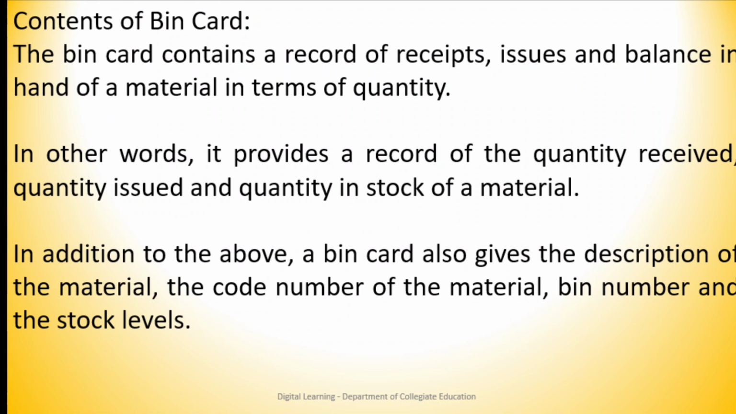Now, what are the major contents of a bin card? Normally, the bin card contains a record of receipts, issues, and balance in hand of a material in terms of quantity. Please note here, the amount of receipts, issues, or balance is not shown in bin card. It's only a quantitative document. In other words, it provides a record of the quantity received, quantity issued, and quantity in stock of a material. In addition to the above, a bin card also gives the description of the material, the code number of the material, bin number, and the stock levels.